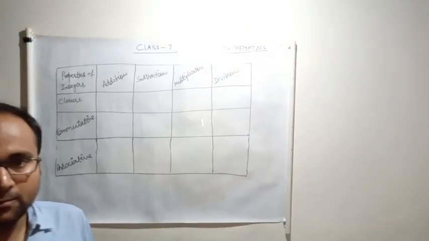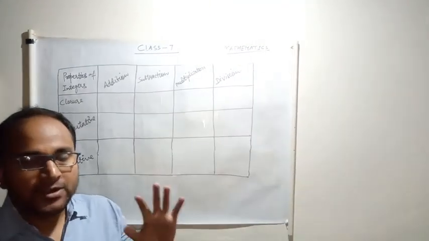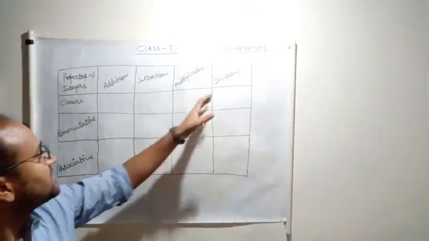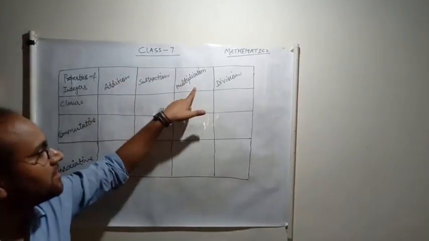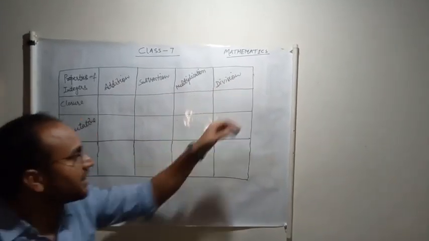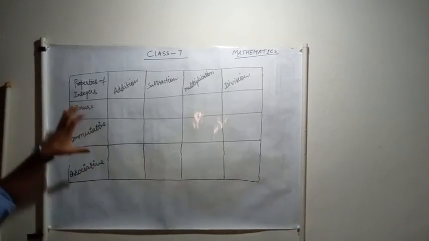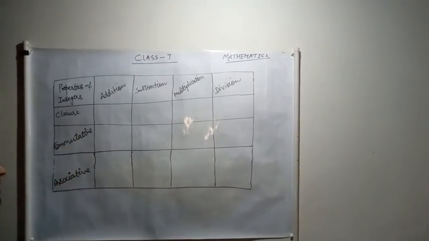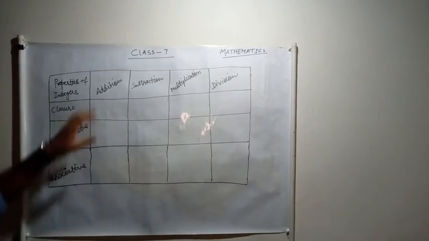Dear student, today I am going to teach you properties of integers over different operations: addition, subtraction, multiplication and division. And I am going to teach you only three properties: closure property, commutative property and associative property.